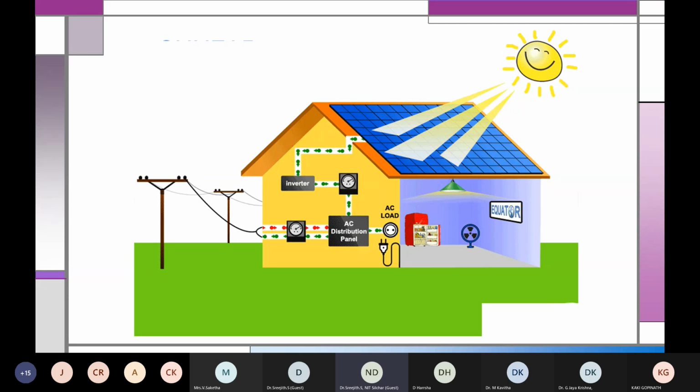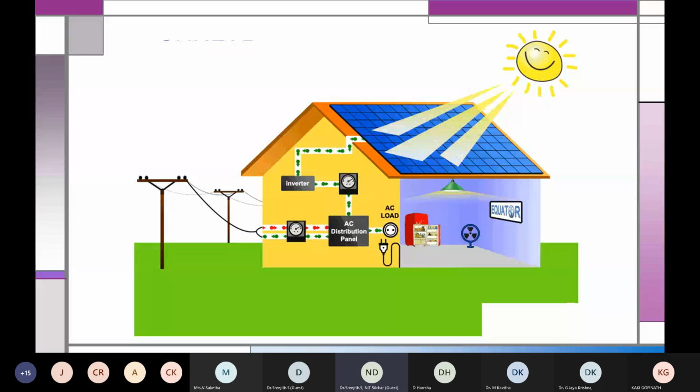This is one of the important concepts when you go for solar panel. But as far as net metering is concerned, this is a grid tied inverter because you are connecting this to the grid. So as far as a grid tied inverter is concerned, we can't use a normal inverter for this purpose. That is different. We need to have a different inverter.